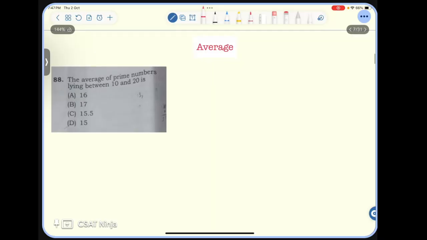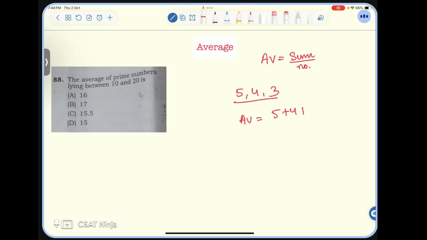Now it's average. Before going to average, I'll just give you one formula. We always use this formula in average, a very simple formula. Average is nothing but the sum of the terms divided by the number of terms or number of observations. I'll take an example. Let's say I have 5, 4, and 3. If you are asked to find the average of this, how do you find it? Average is equal to the sum of the terms, which means 5 plus 4 plus 3, divided by how many terms do we have? 1, 2, and 3. So we have 3 terms.